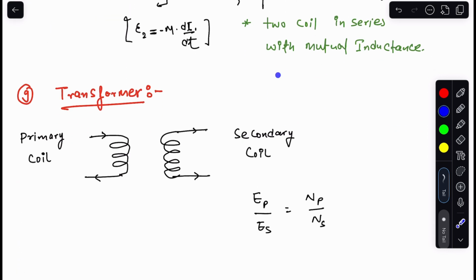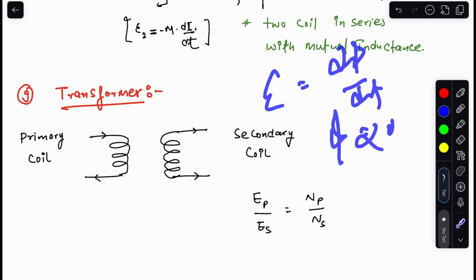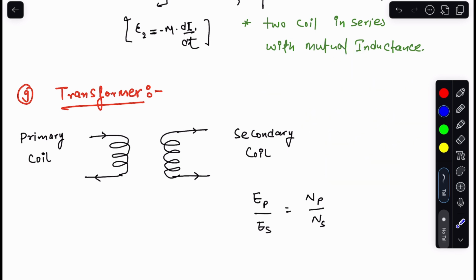So we got E equals minus d phi by dt, where flux phi is proportional to the number of coils. In the transformer, we have the primary coil, and in the primary coil we give some current, so there will be some flux. Now we put a magnetic material here which will link this flux to the next coil. This flux will change, and this changing flux creates the electric field, or the EMF, here, and that creates the current in the secondary.